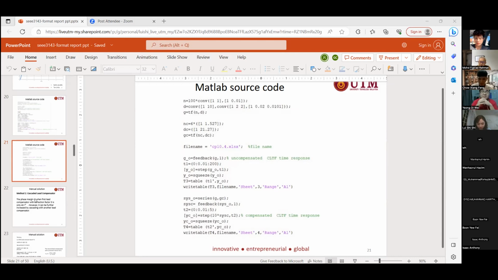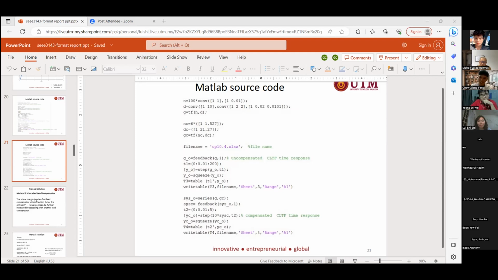Number 3. Chao Xiang Feng. Okay, for the lag compensator we use the lagging phase shift, whereas for the lead compensator we introduce the leading phase shift. So there is the difference.